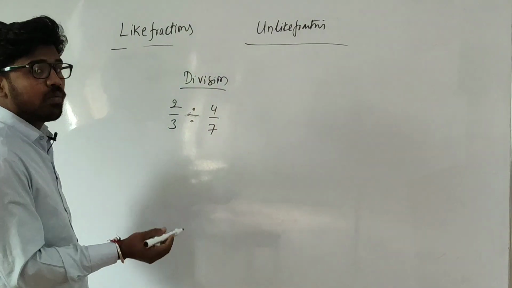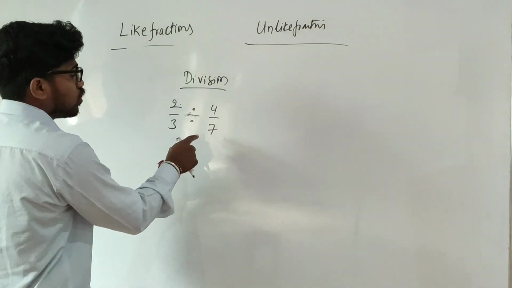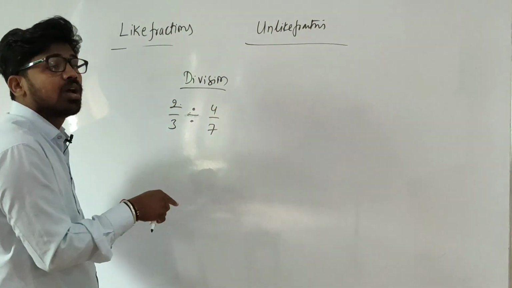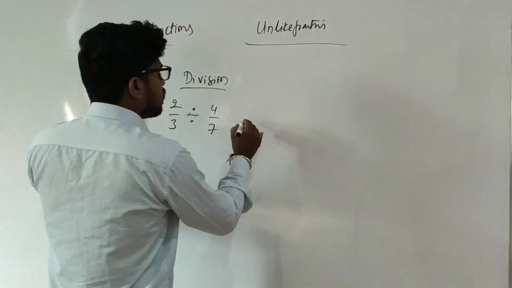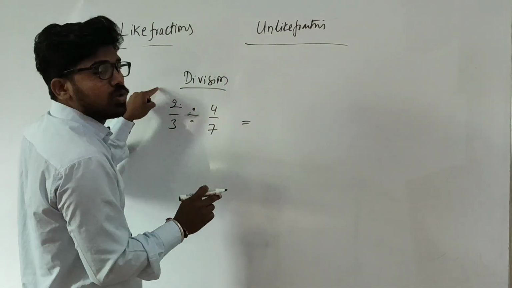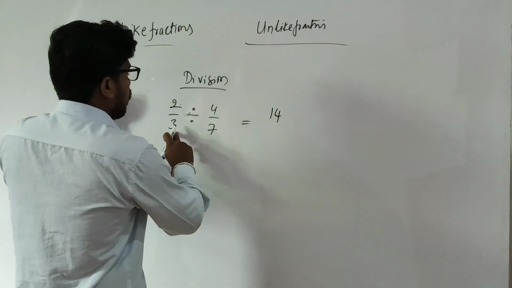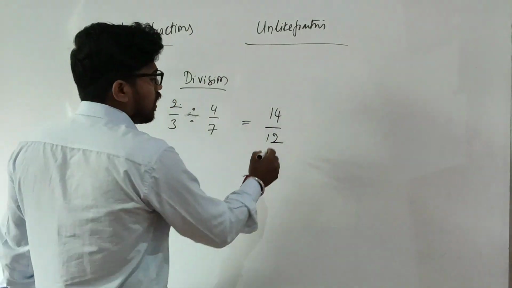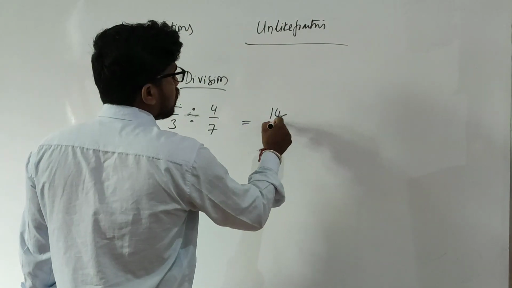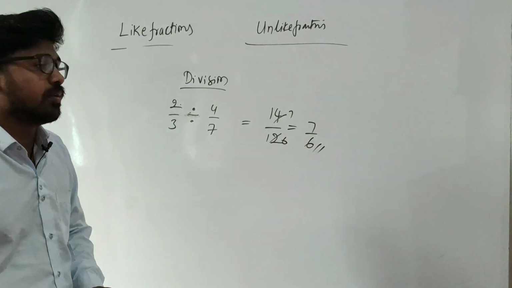So what we get is 2 into 7. We are multiplying crosswise. So 7 into 2, that is the denominator into the numerator of the other fraction. What we get is 2 into 7 is 14, 3 into 4 is 12. We can still reduce it: 2 sixes are 12, 2 sevens are 14. So 7 by 6 is the reduced fraction.